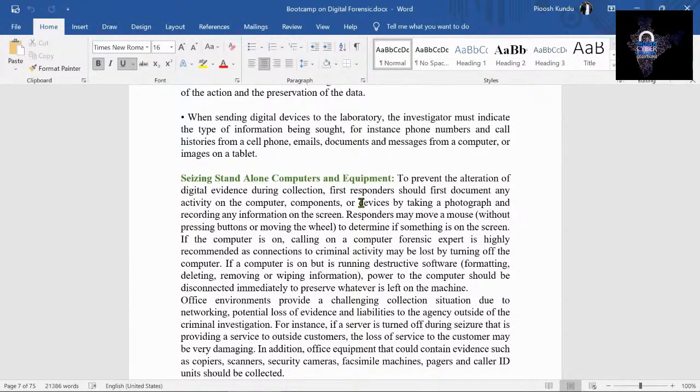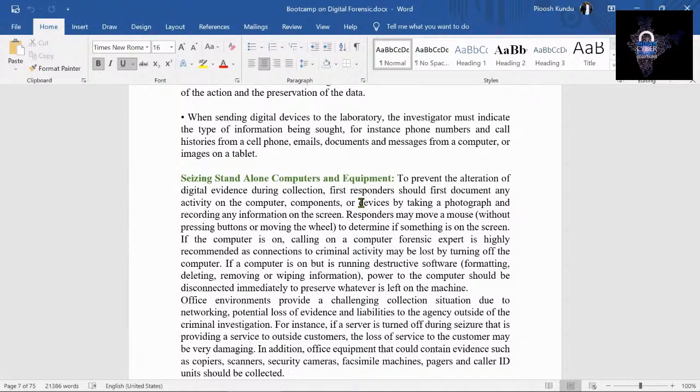Now, if the computer is on, calling on the computer forensic is highly recommended, as the connections to the criminal activity must be lost by turning off the computer. Now, if the computer is on, but running destructive software, that is formatting, deleting, removing, and wiping information, the power of the computer should be disconnected immediately to preserve whatever is left on the machine.